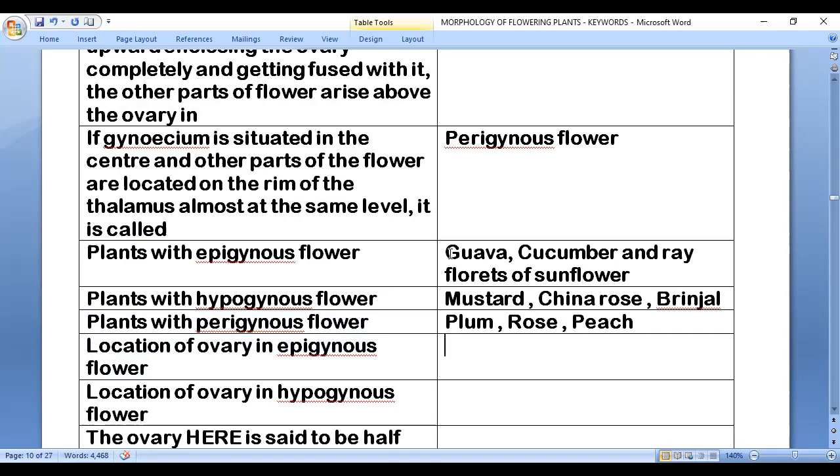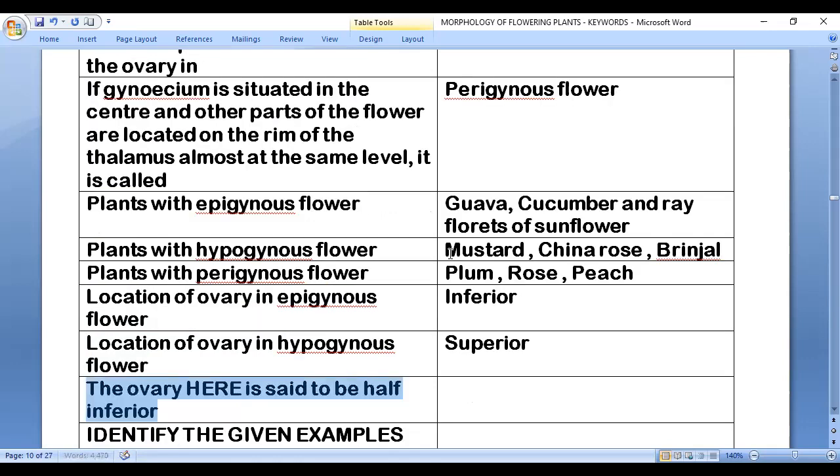Location of ovary in epigynous flower: inferior. Location of ovary in hypogynous flower: superior. The ovary in perigynous flower is said to be half inferior.